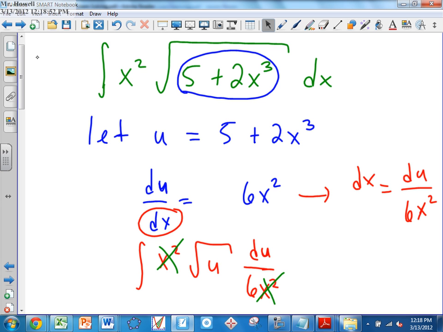Do they have to cancel, or can they simplify? They have to. You have to get rid of all your x's for this to work. The x's disappear. It's got to be all u's.